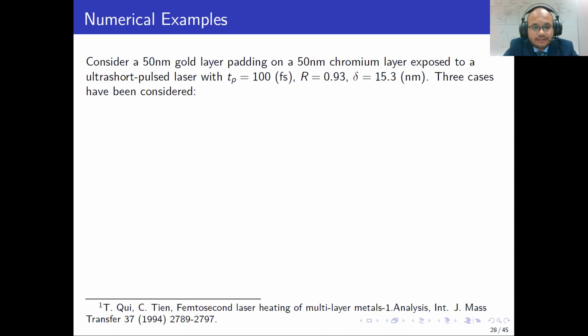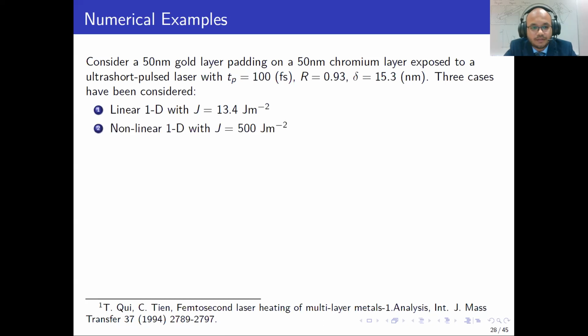So the three cases that we have considered are the linear one dimension with the laser fluence 13.4 joule per meter square, the nonlinear one dimension with the laser fluence 500 joule per meter square, and the nonlinear two dimension with the laser fluence 500 joule per meter square. Now, whenever the laser fluence is very low, the thermal conductivity, if you remember, was KTE over TL, but that reduces to KE when we are using this less amount of heat.